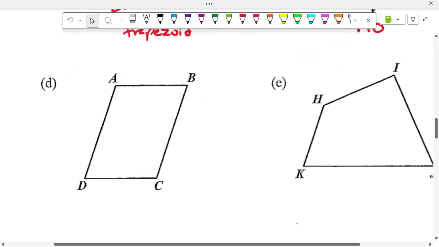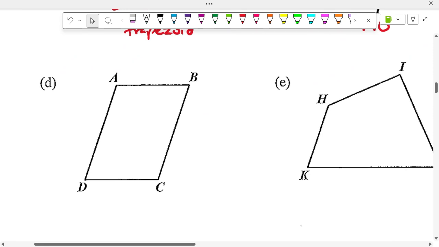What about D? Yes, what are my parallel sides? AB and DC. There's actually another set, AD and BC. I mark the other set with two ticks instead of one, just to show the difference. Now, not only is this a trapezoid, it's a what?